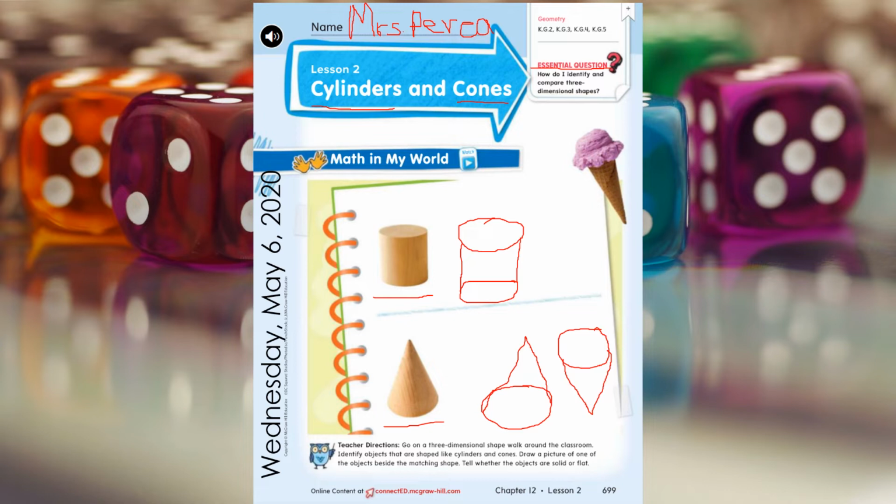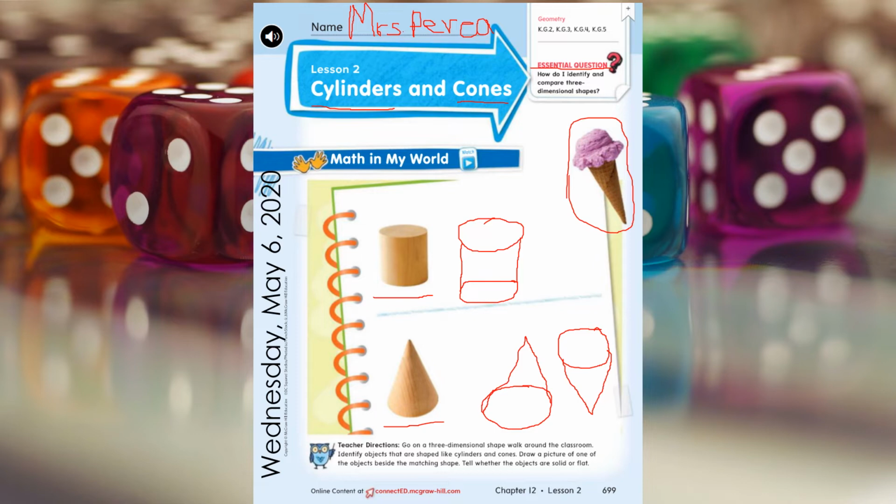Ice cream. Oh, look, there's an ice cream cone over here. Oh, Mrs. Perea didn't even notice that. Yeah, my favorite ice cream, probably Baskin-Robbins strawberry cheesecake. Yummy. Or just plain strawberry.